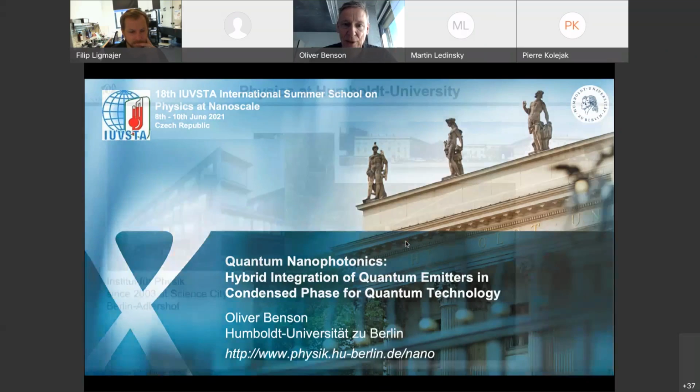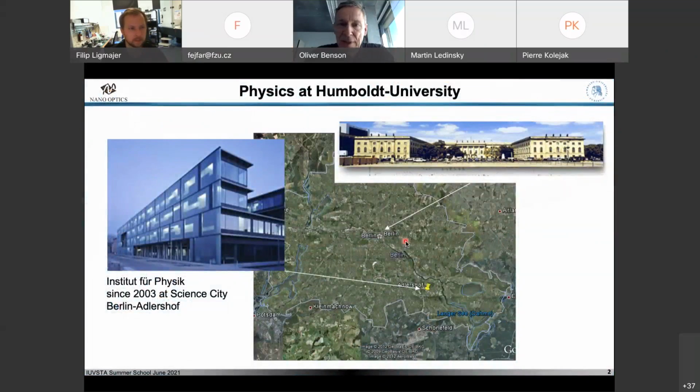Yes. Okay. I would like to start with a little bit of advertisement of our place. And you see here a map of Berlin. There's the central building of the university in the very center of the city. And at the moment, I'm talking here from the Physics Institute, which is on the southeast of Berlin, in Berlin-Adlershof, very close to the airport, to the new airport.